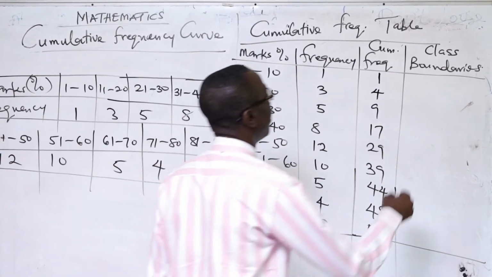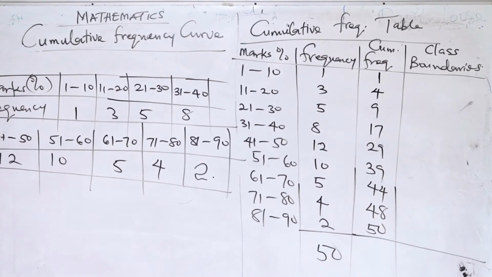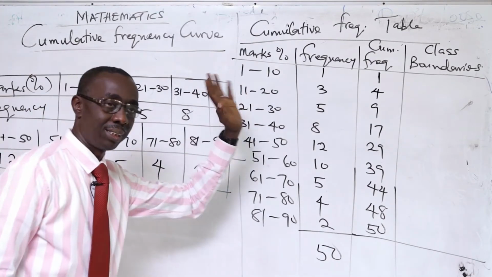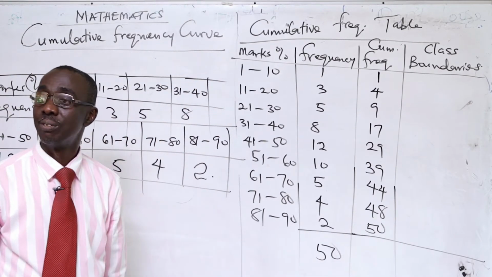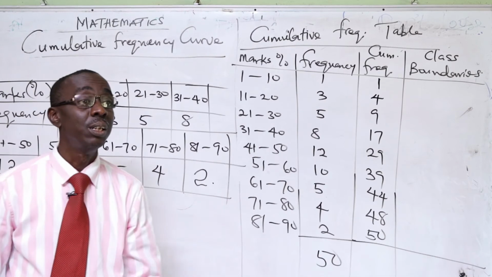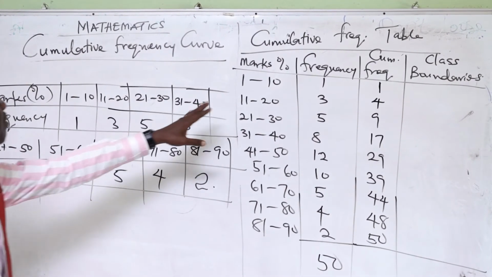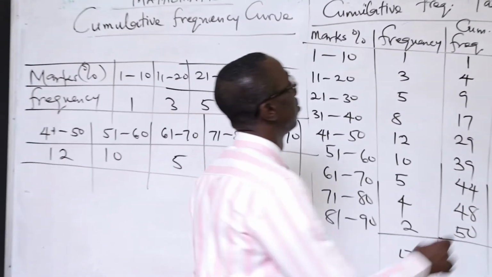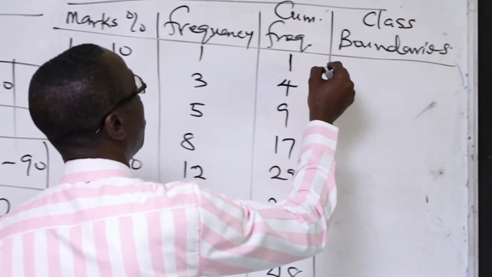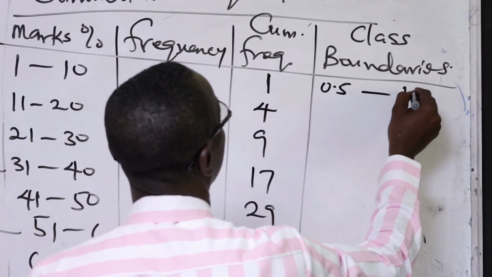Okay? Class boundary. I think I've said it to my students, but I will need to re-emphasize that also. When they are whole numbers, it's easy. It's plus or minus 0.5. You have two types of class boundary: the lower class boundary and the upper class boundary. When your intervals are whole numbers, you use plus or minus 0.5. So the lower class boundary here should be 1 minus 0.5, that's 0.5. And this will be to 10.